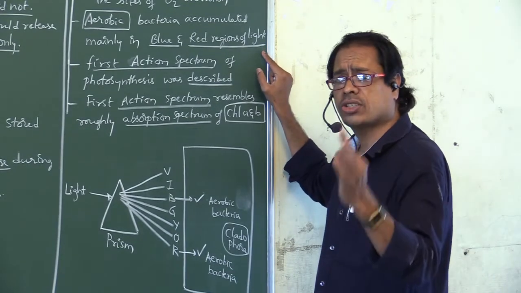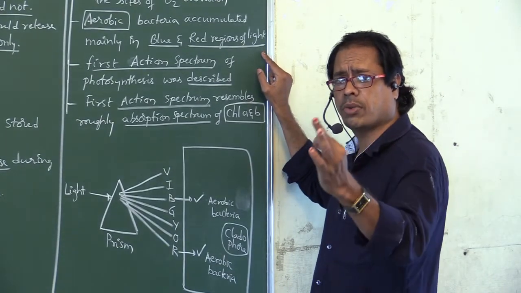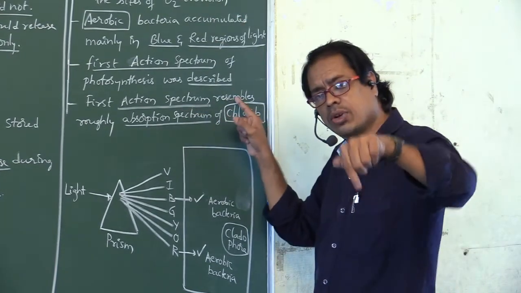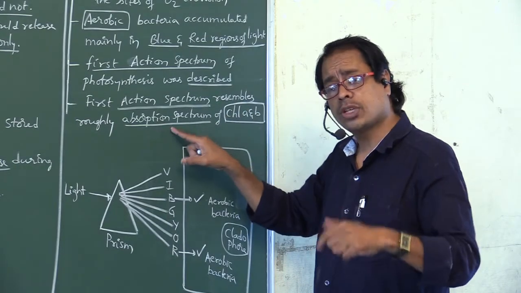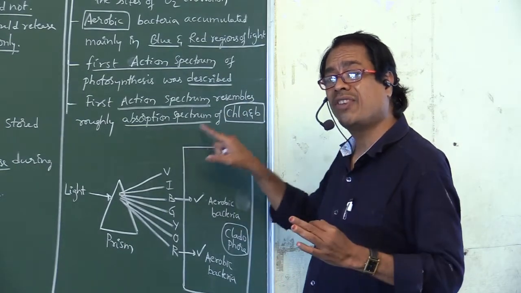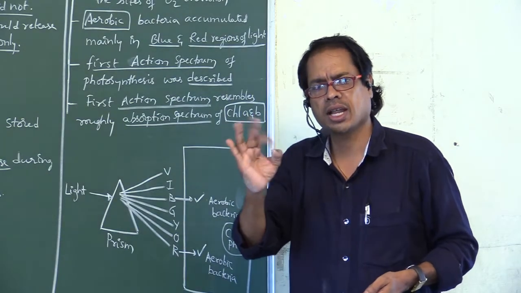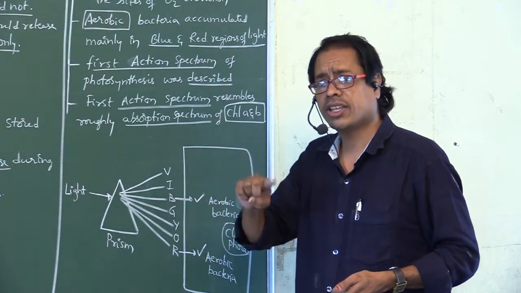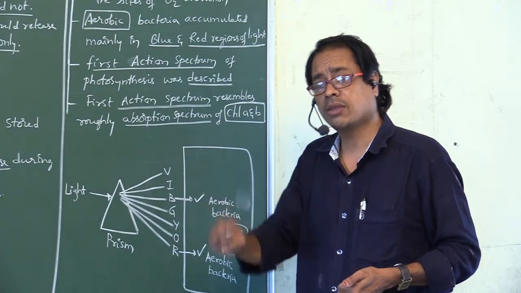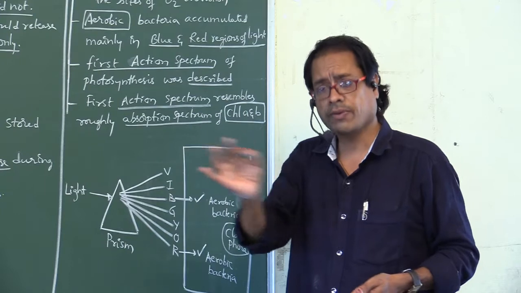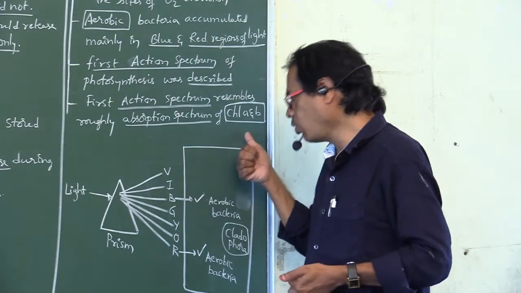So the first action spectrum was described by Engelmann. This first action spectrum resembles the absorption spectrum of both chlorophyll A and B. Very, very important. The first action spectrum, described by Engelmann, roughly resembles the absorption spectrum of chlorophyll A and chlorophyll B, both. You have to say both.